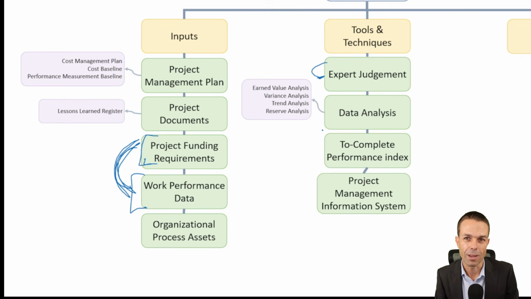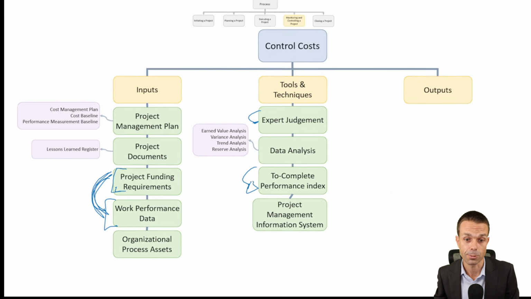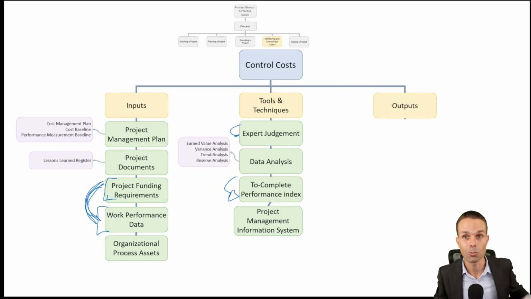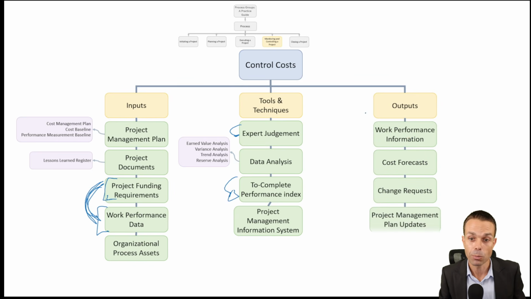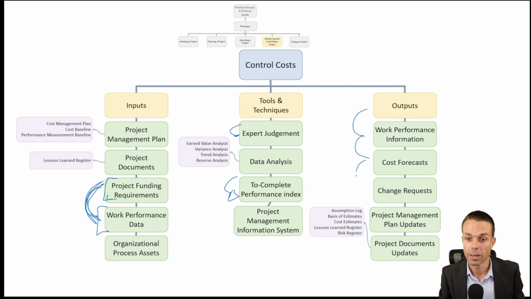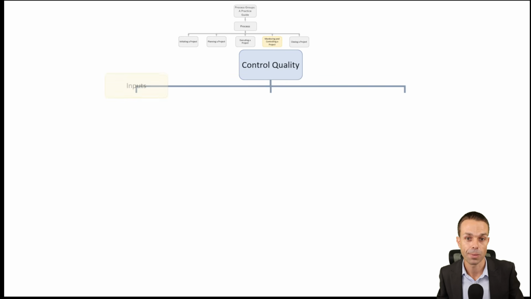This is part of our variance analysis and earned value management, which we go into much more detail in the full course for project management. Project management information system, where we gather all of our project information. Work performance information is an output. Cost forecasts is an output. Change requests can be an output. Updating our project management plan and project documents can also be an output of that particular process.